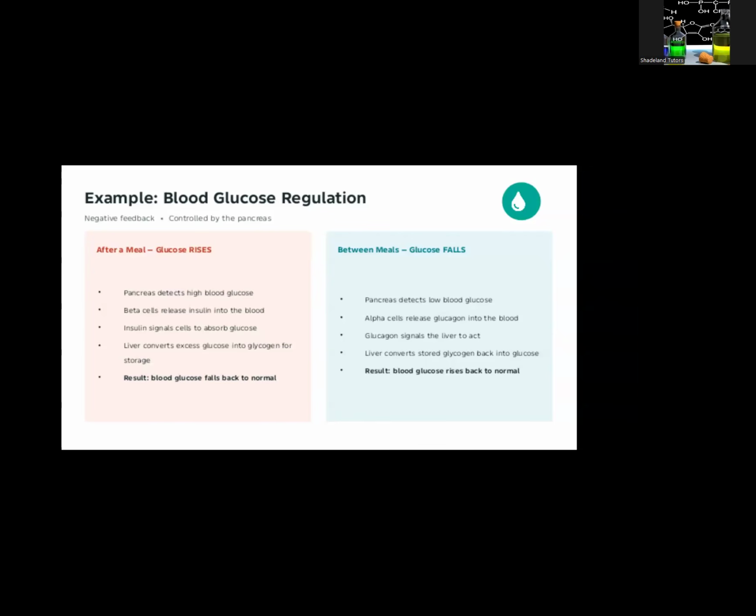And sometimes we eat food with preservatives that could be dangerous to our body. It's also the liver that will change these preservatives to less harmful forms. So the liver does so much for us.